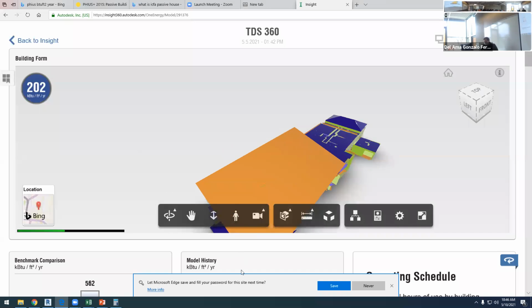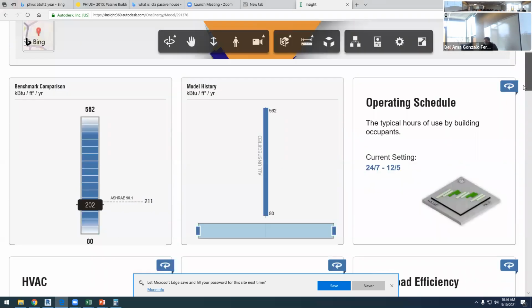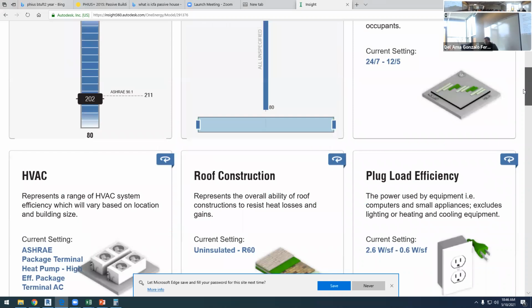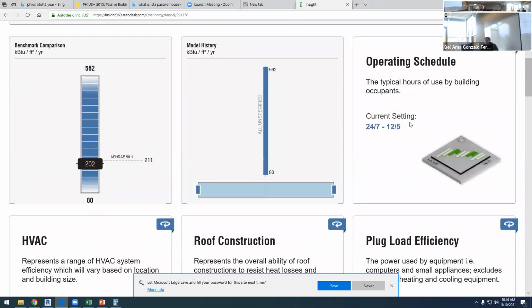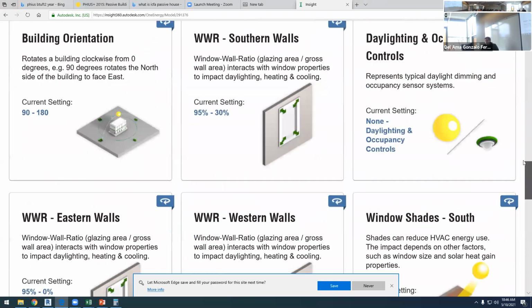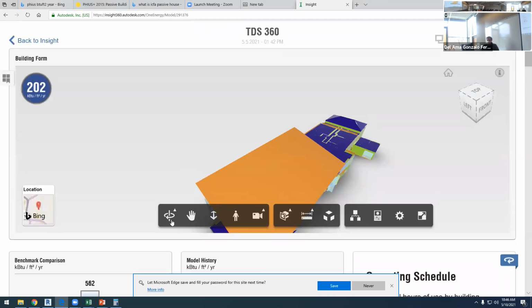Okay, we run out of time. So on Wednesday, I will continue to explain this, and we will go over all these options, because all these are options to improve the energy performance of the building.